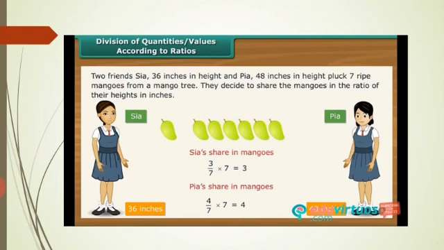Then Pia's share in mangoes. How many mangoes is Pia getting? 4. The total number of mangoes is 7, so you can cancel it in numerator and denominator. You get the solution of 4. Very good, students. You are all listening now?